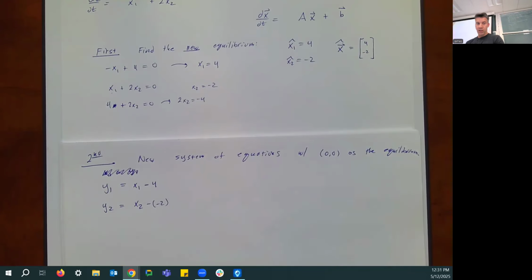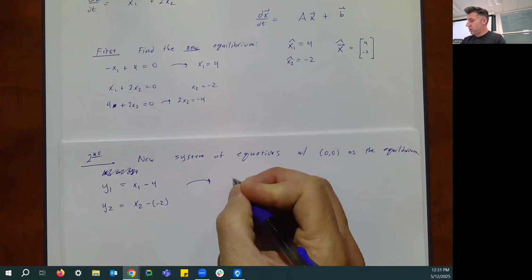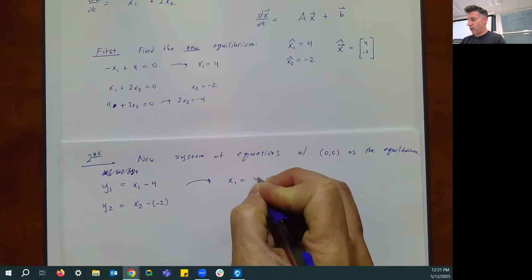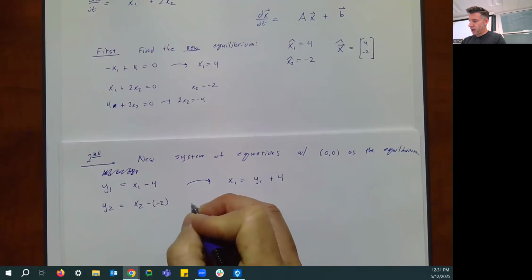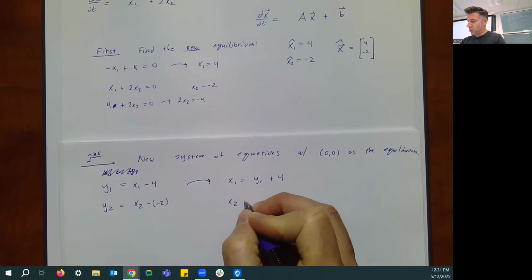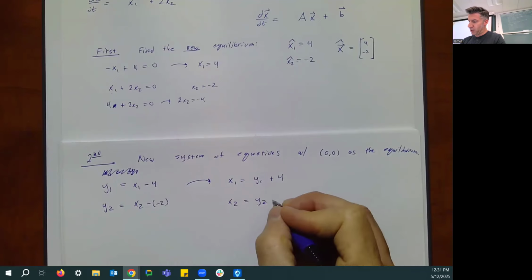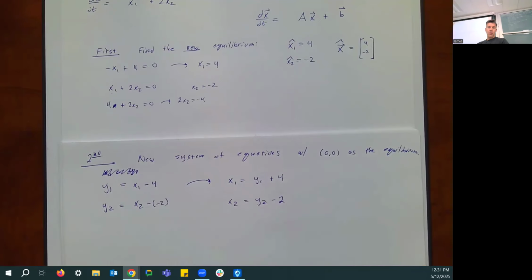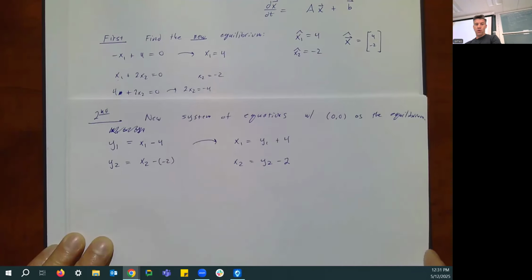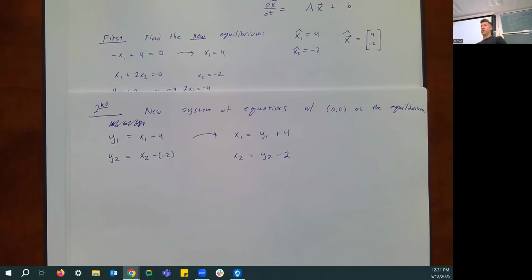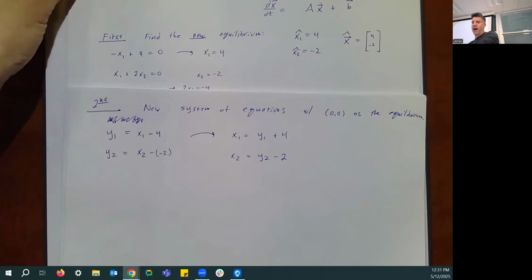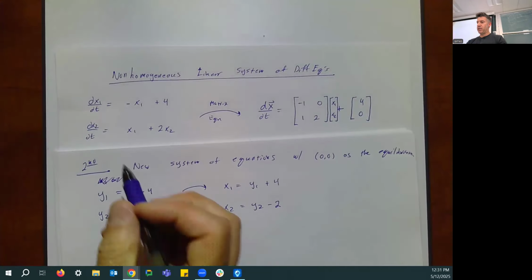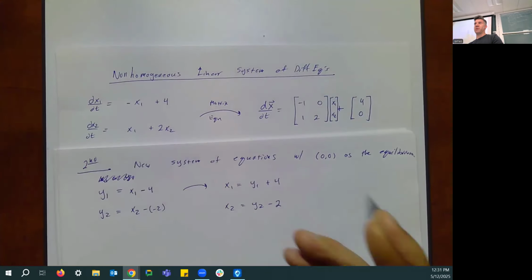So we're going to do a couple things here. We're going to solve for x1 and x2, which is not hard to do. x1 is going to be y1 plus 4, and x2 is going to be y2 minus 2. And now we're going to look at our system of differential equations. I'm trying to get back to the place where I have my derivatives equal to some stuff so I can see what my new system looks like.